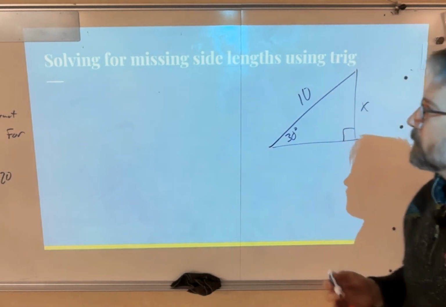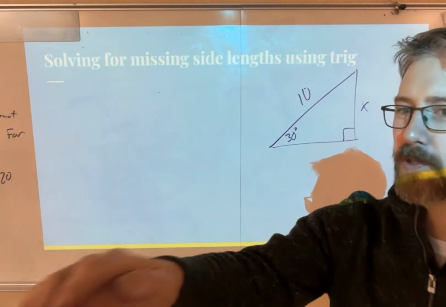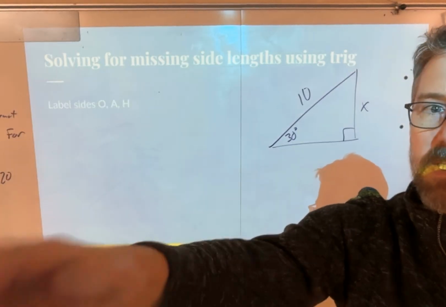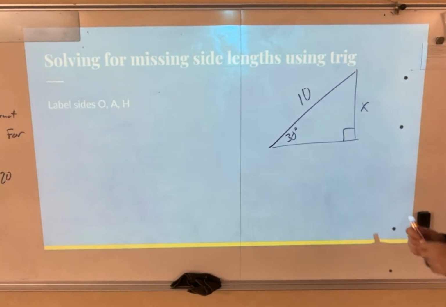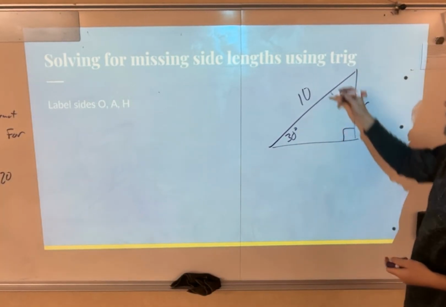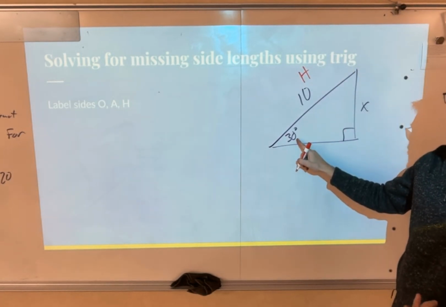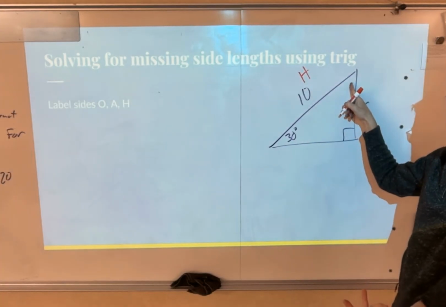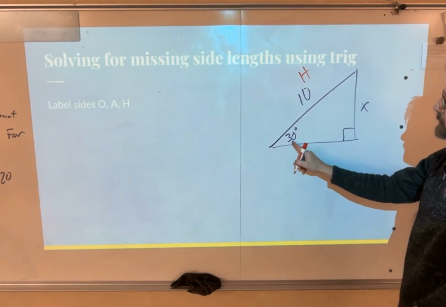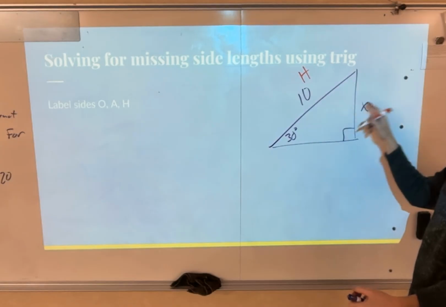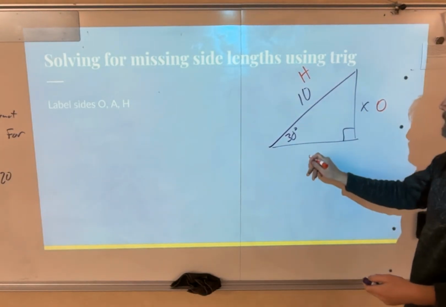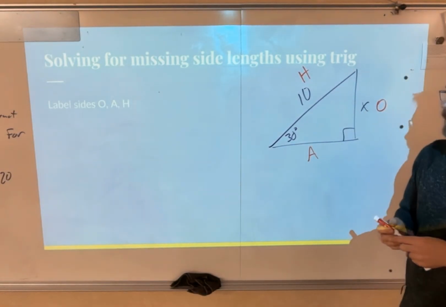There are some steps that we can go through that are going to be pretty much universal for these. The first step is we're going to label our sides. So in this case, 10 is my hypotenuse. I'm using this as my reference angle because I have an angle measurement there. I really can't use this one if there's no angle there. So this is my reference angle. The opposite side is over here, and then the adjacent is here.